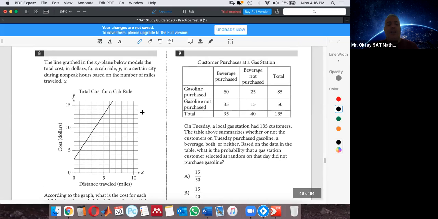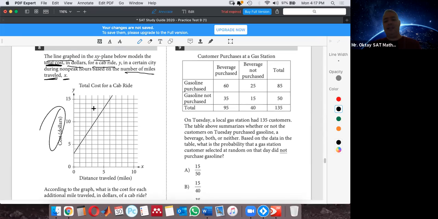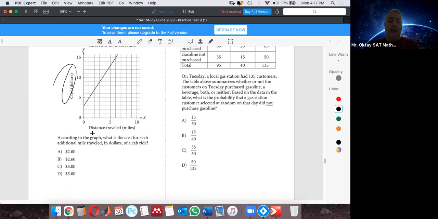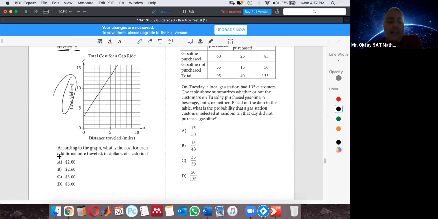Now question 8. The line graph in the xy-plane below models the total cost, in dollars, for a cab ride, Y, in a certain city during non-peak hours, based on the number of miles traveled, X. So X is the number of miles traveled and Y is the cost. Now what is the question? According to the graph, what is the cost for each additional mile traveled, in dollars, of a cab ride?